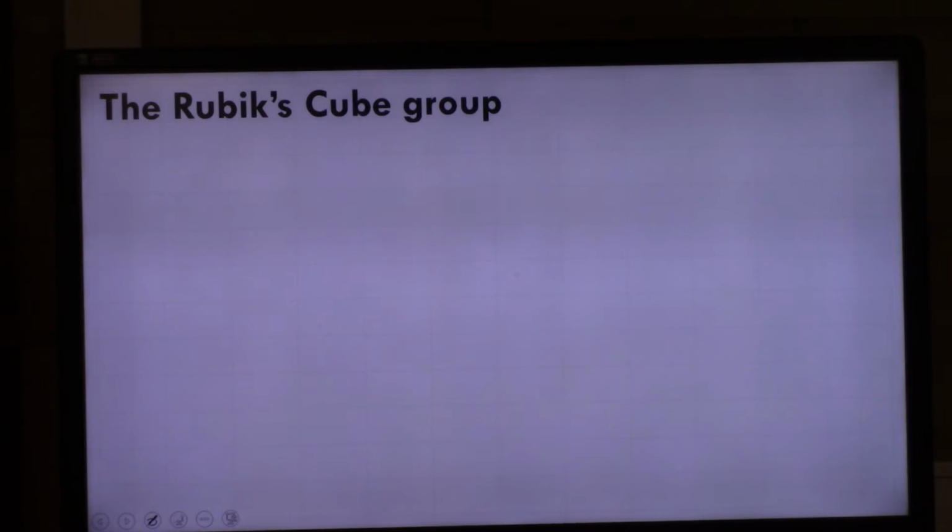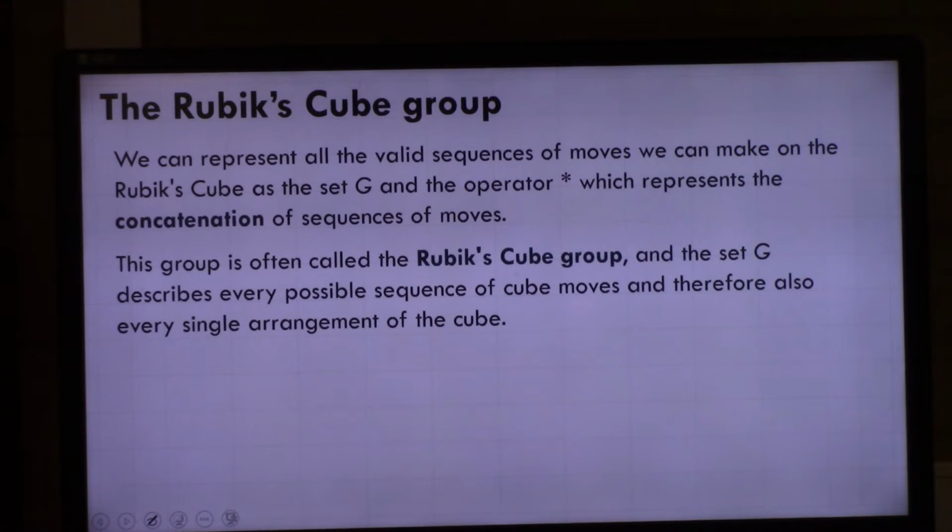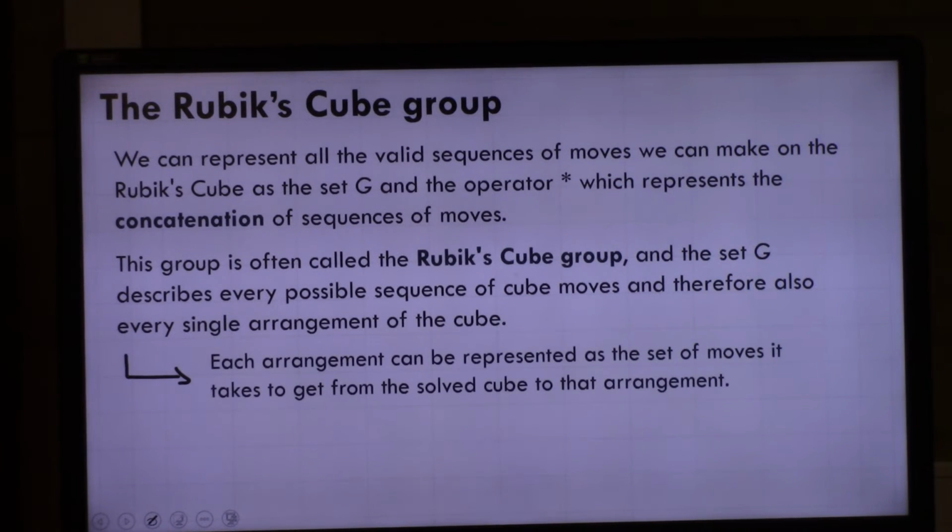Okay, right. On to the interesting stuff. The Rubik's Cube group. We can represent all the valid sequences of moves we can make on the Rubik's Cube as the set, we call it G, and the operator star, which represents the concatenation of sequences of moves, and that just means putting them together, so doing them in that order. This group is called the Rubik's Cube group, and the set G describes every possible sequence of moves. And this means that we can also describe every single arrangement of the cube. And because each arrangement can be represented as the set of moves it takes to get from the solved cube to that arrangement, and because we've got every possible sequence of cube moves in that group, we can get to every single arrangement of the cube.